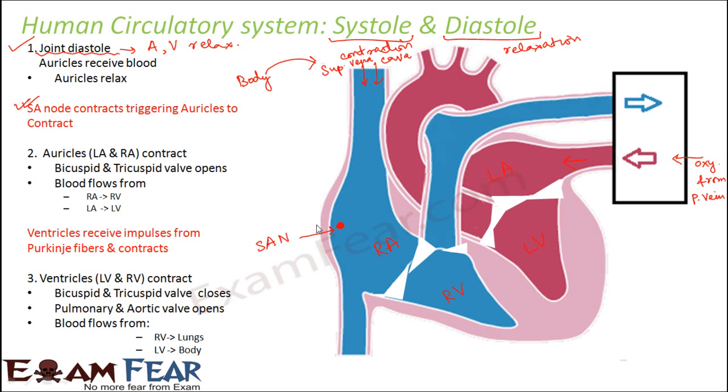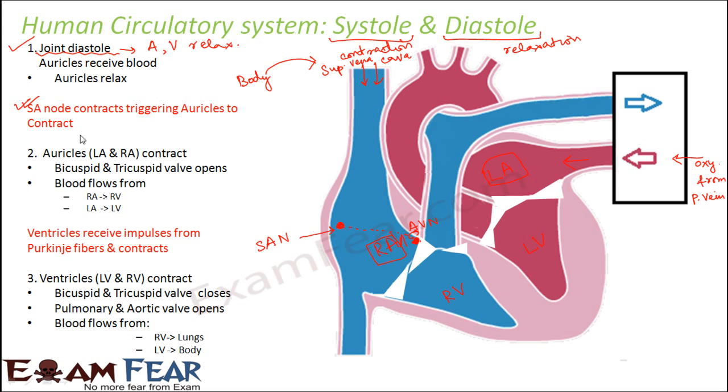So the SA node basically generates an electrical impulse, and that electrical impulse travels from the SA node to the AV node. So the AV node will be located somewhere here. Let us suppose this is the AVN. Okay, so now when this generates an impulse and this impulse travels from SA node to AVN, and the delay in this conduction of the impulse causes the auricles to contract. So the auricles will contract. I am talking about both the auricles, the right auricle as well as the left auricle. Both of them will contract.